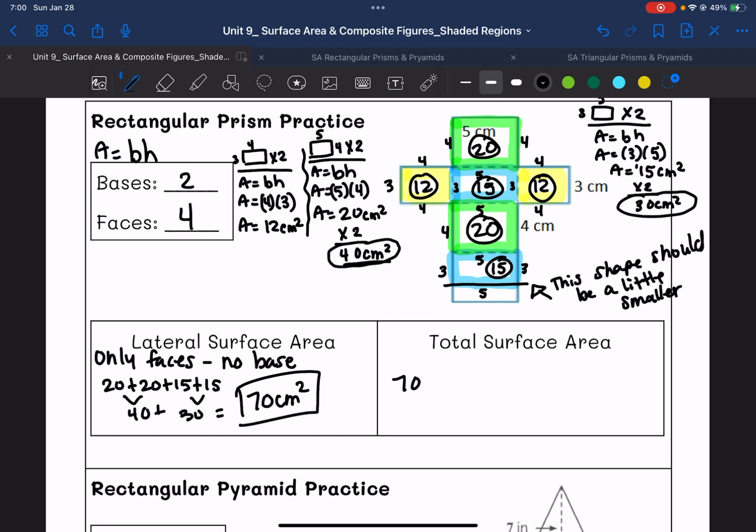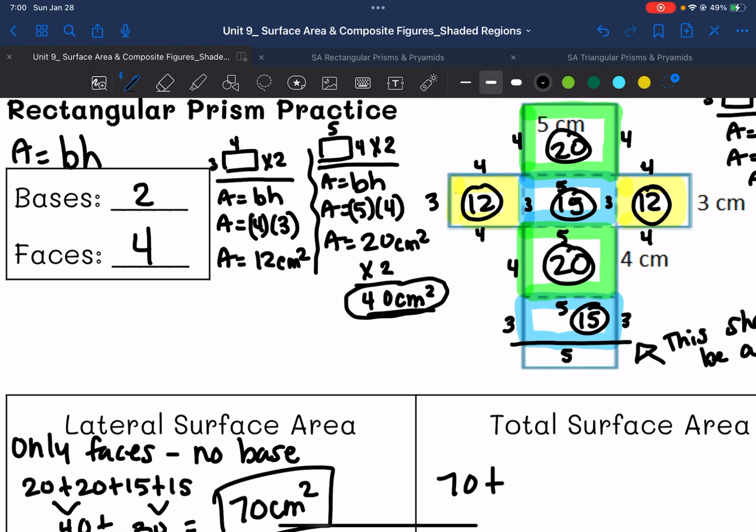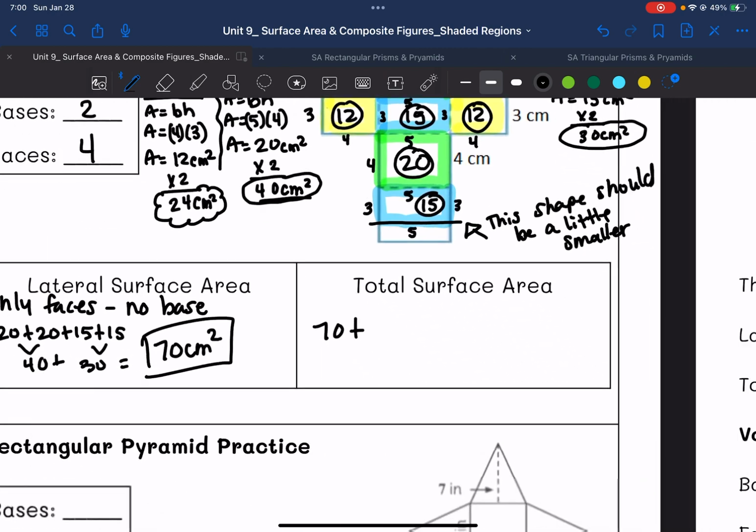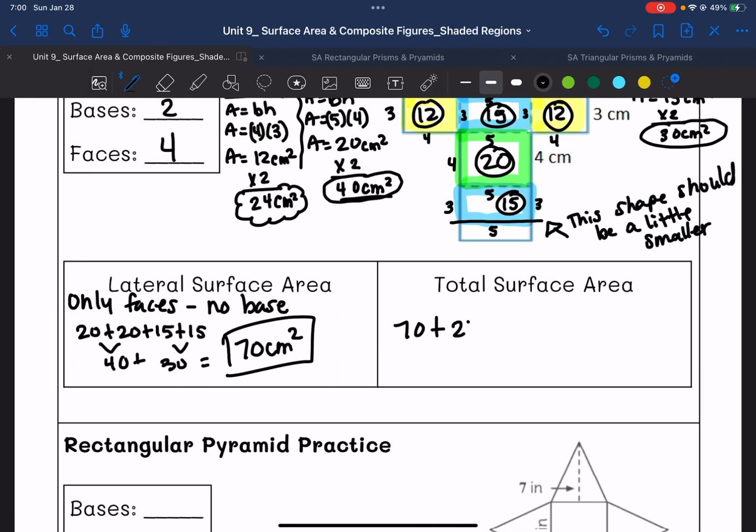Now I already have part of it. I already have 70. I just have to find the other part. That other part is not going to be 12, but it's going to be times 2, which is going to be 24 centimeters squared. This is the bases, okay? So 24, and then you're just going to add these two, so that would be 94 centimeters squared. All right, and that's it.